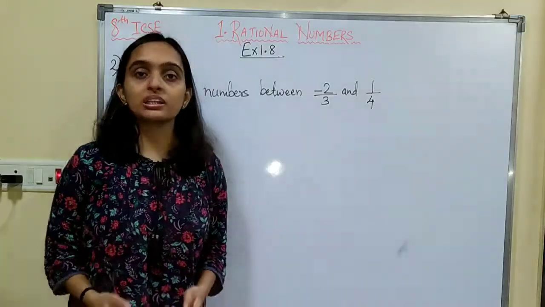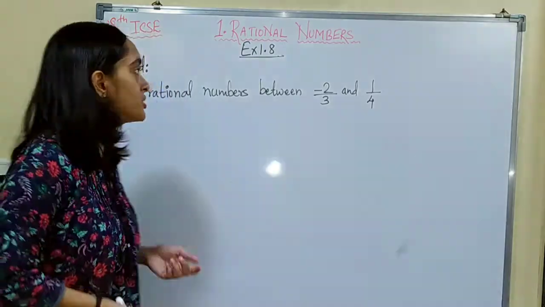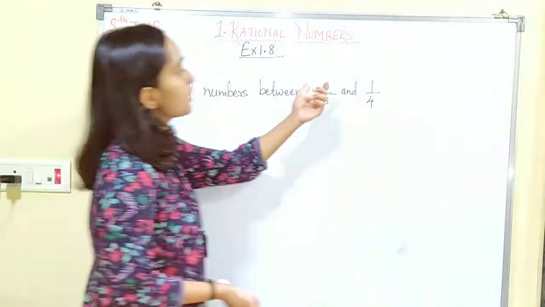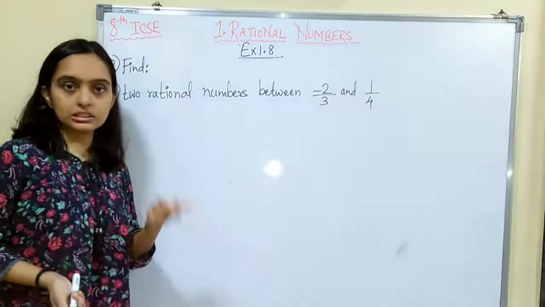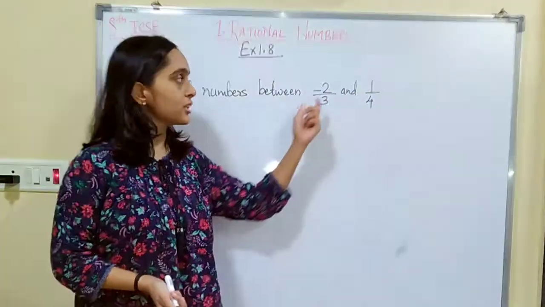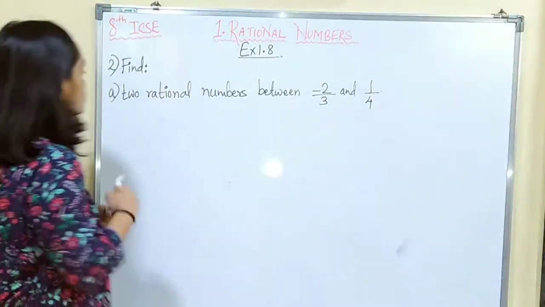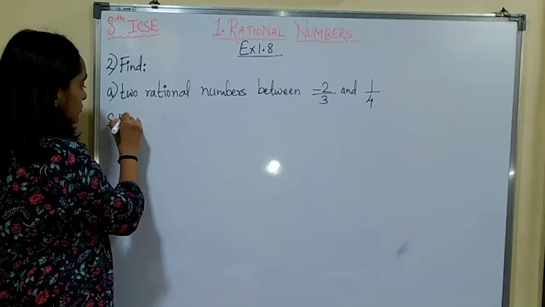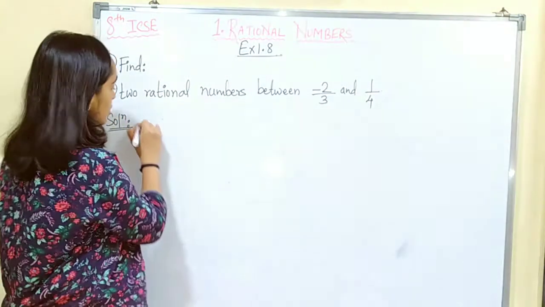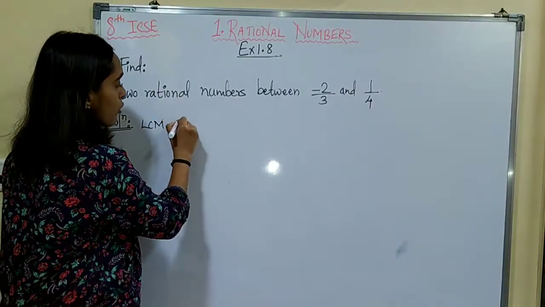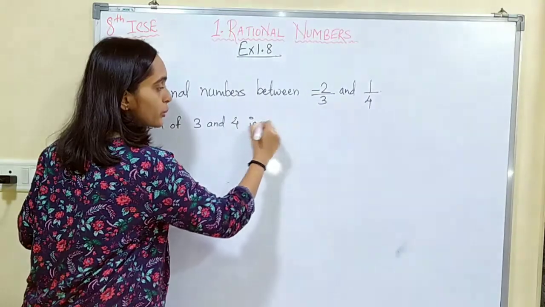That's it. Now the next question is to find rational numbers between the given two rational numbers. The rational numbers are minus 2 upon 3 and 1 upon 4. The first step here is to find the LCM of the denominators and equalize them. So, solution: LCM of 3 and 4 is 12.